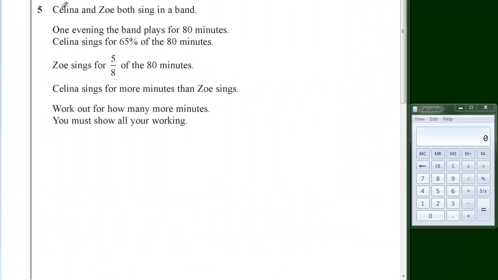Question 5. Selena and Zoe both sing in a band. One evening the band plays for 80 minutes. Selena sings for 65% of the 80 minutes. Zoe sings for 5/8 of the 80 minutes. Selena sings for more minutes than Zoe sings. Work out for how many more minutes. You must show your working. So basically you've got to find out how many minutes 65% is and how many minutes 5/8 is. Multiplication problems, we can use the calculator for that.